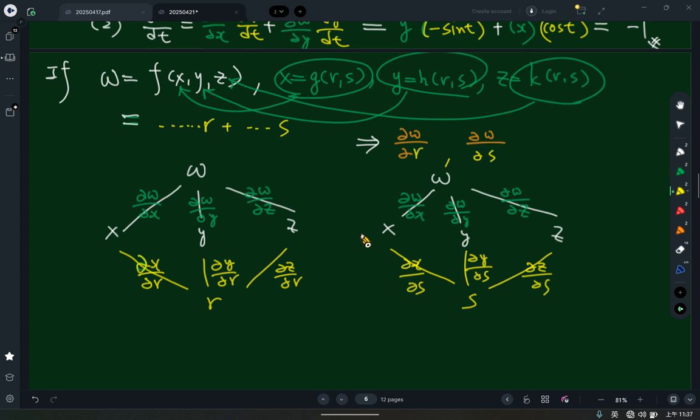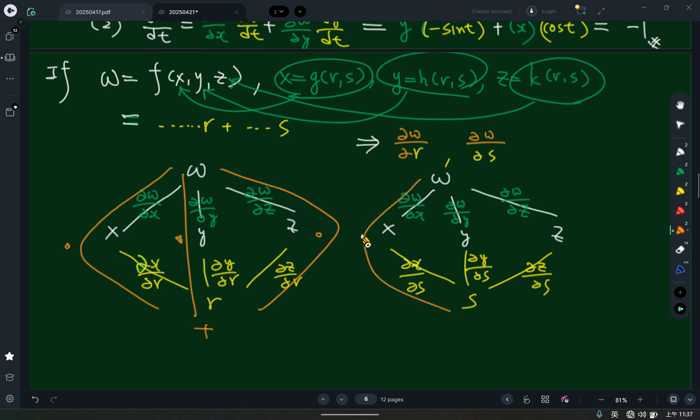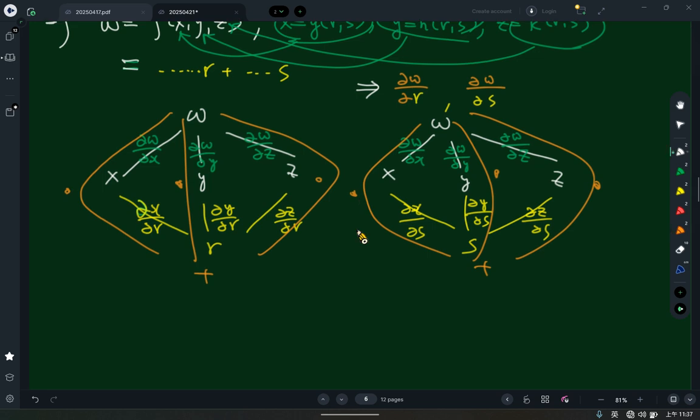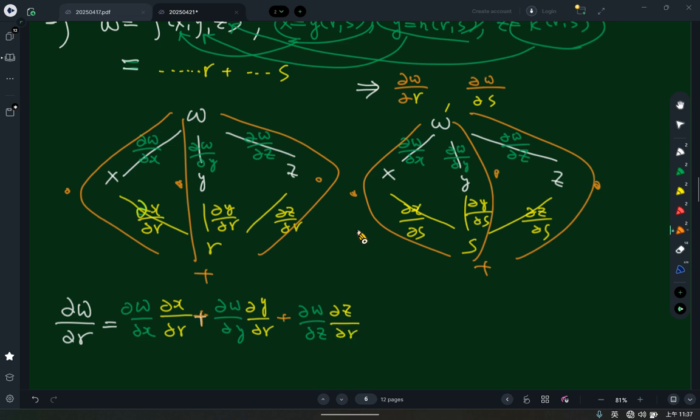Then just follow the rule we learned. Multiply along the paths, and add them together. So finally, we can get the first one: partial w, partial r is equal to partial w, partial x times partial x, partial r, plus partial w, partial y times partial y, partial r, plus partial w, partial z times partial z, partial r, then adding them together.